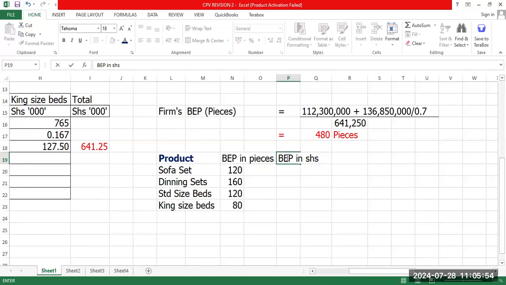Once you get this, because we want break-even point in shillings, or the revenue, how do you get this? Break-even point in shillings, you get just break-even point in units times unit selling price. And do we have unit selling price for each?